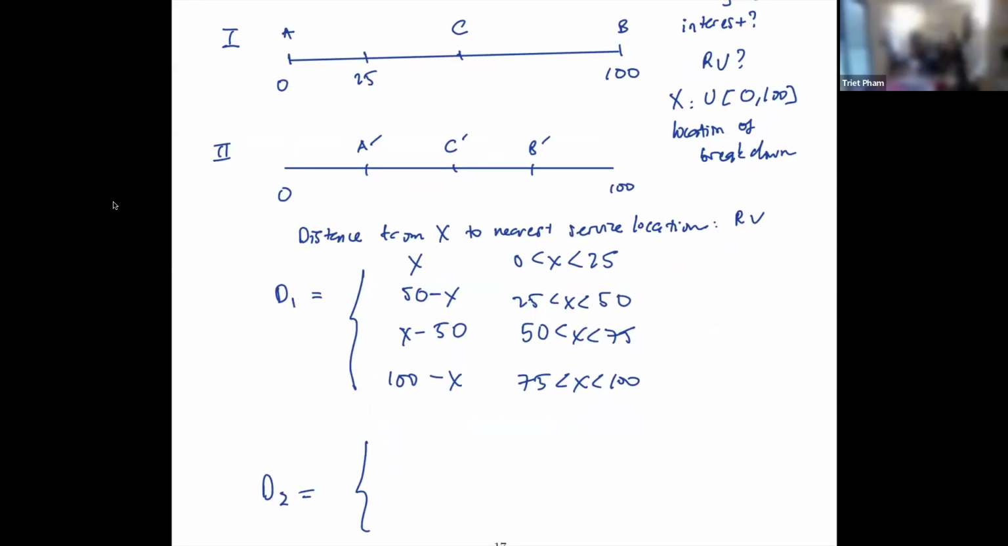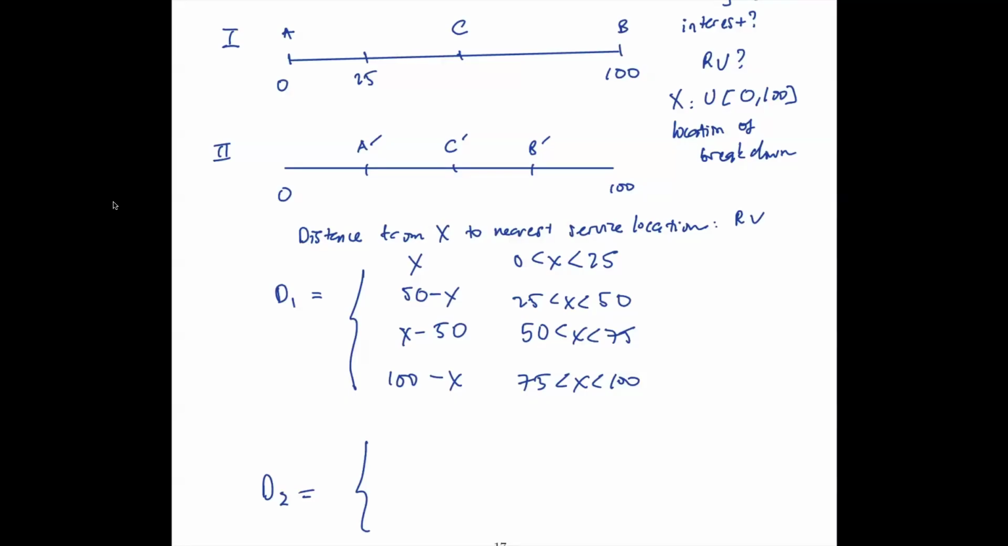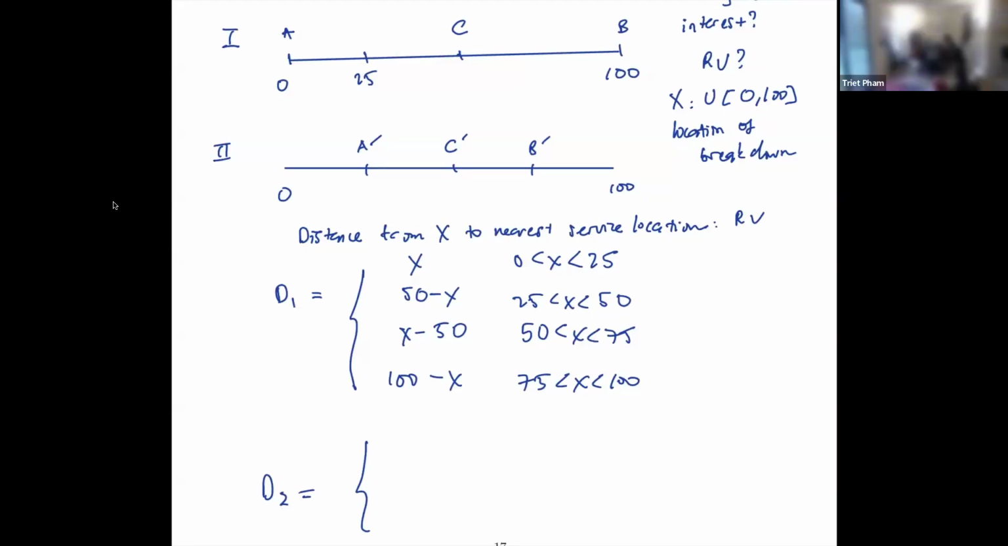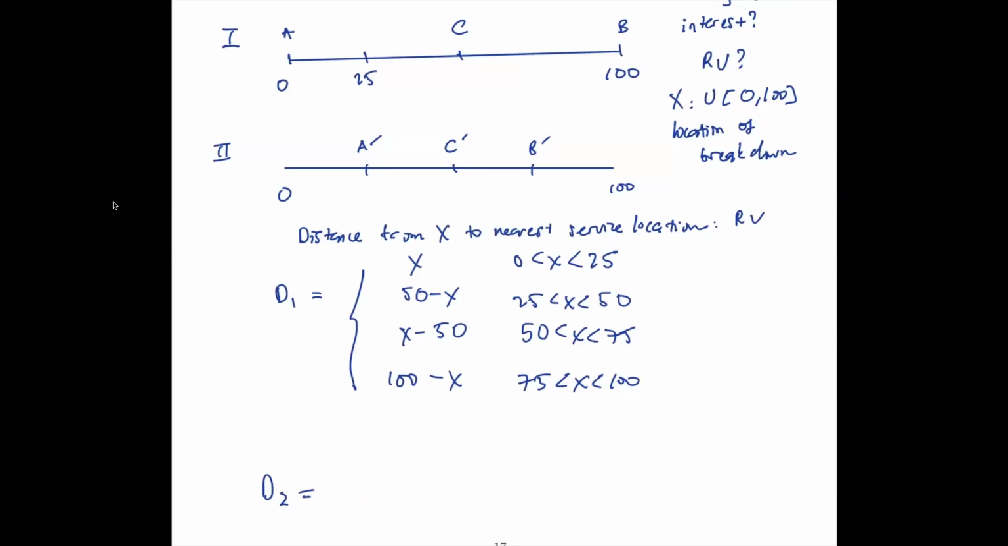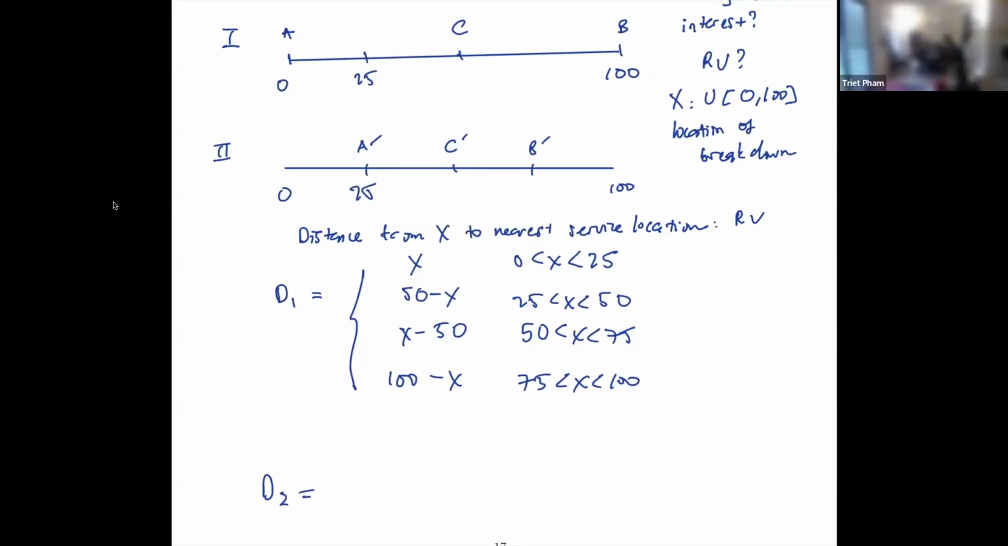What about D2? What would that look like? This one's a little more complicated, but the first one would be, I think, just between 0 and 25, it would just be x. No, wait, what are the numbers again? Is it 25, 50, and 75 that it splits up? That's true, but it's not x, right?